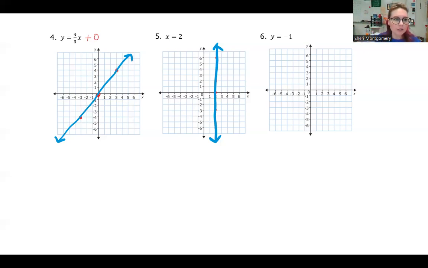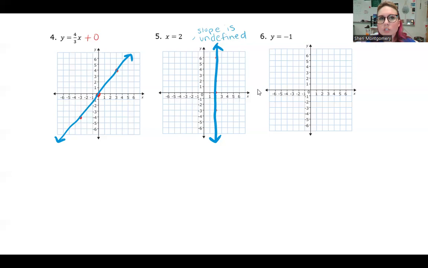So if you want to give yourself a little note, slope is undefined. The slope is undefined when you're an x equals equation. So vertical lines, slope is undefined.